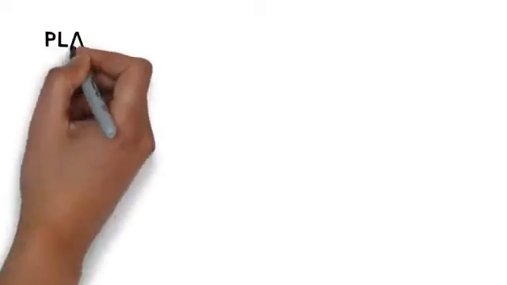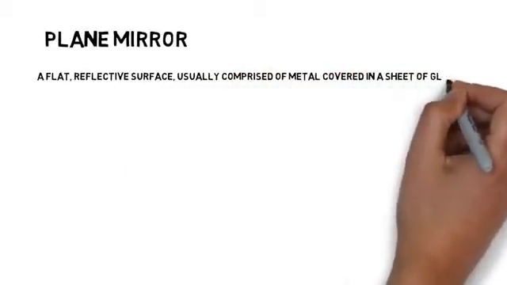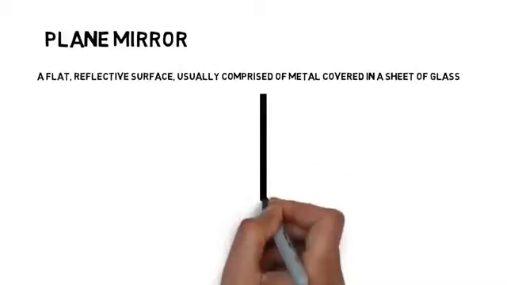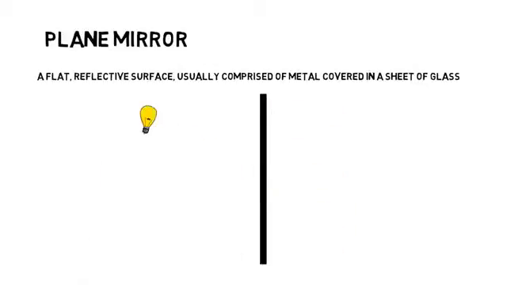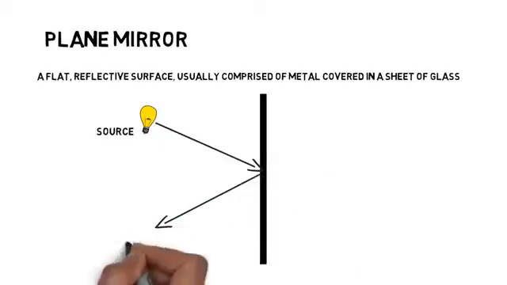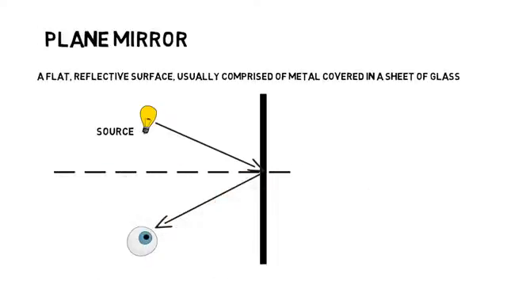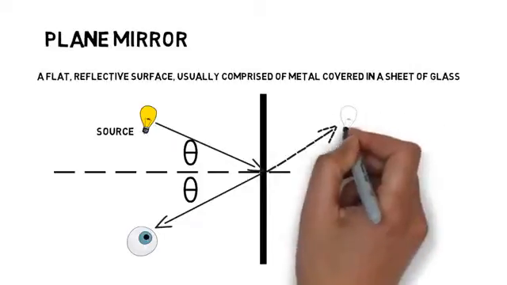Let's go first into some basics about plane mirrors. A plane mirror is a flat reflective surface, usually comprised of metal covered in a sheet of glass. In this example, we have a plane mirror and a light source, in which light is emitted from the source and is reflected off the mirror to be perceived by a human eye. It is important to note that with the perpendicular normal line, the angle of incidence is equal to the angle of reflection. The human eye perceived the light source as behind the mirror, which created what is known as a virtual image.